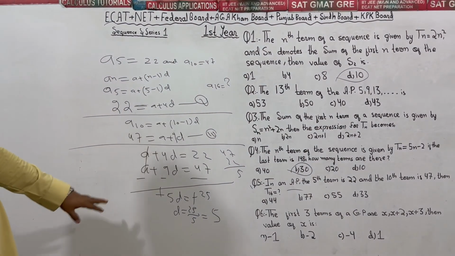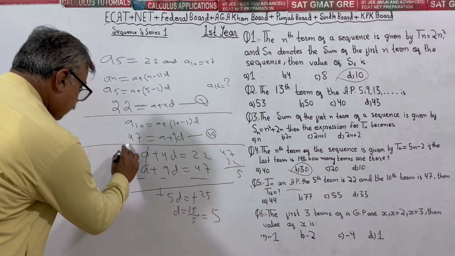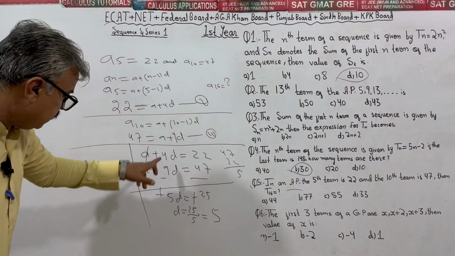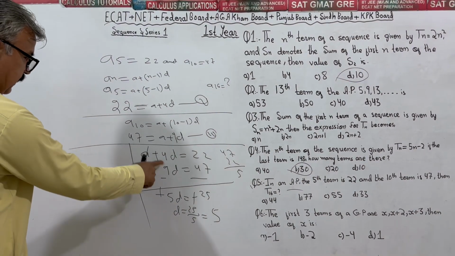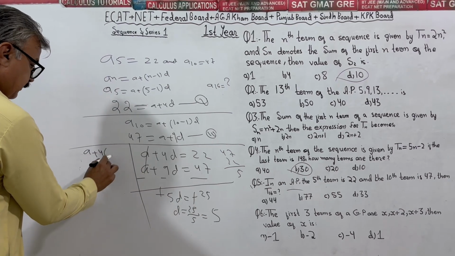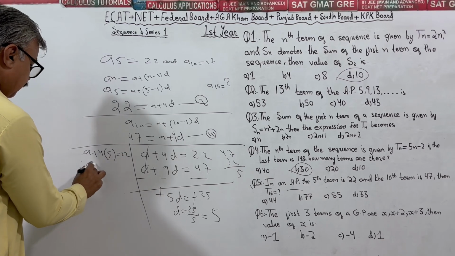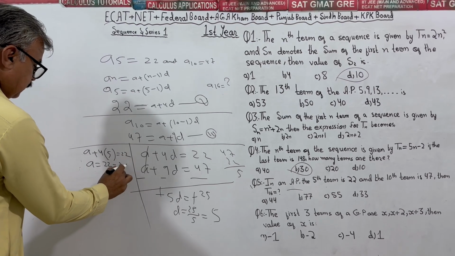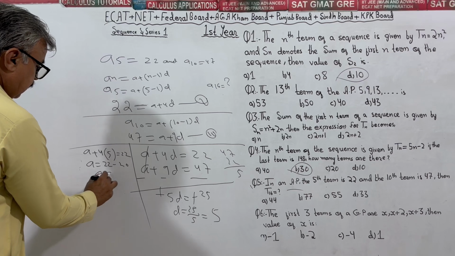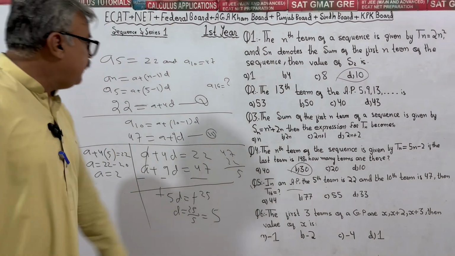D is 5. Put it in any equation, try to put it in the simple one, the first one. A plus 4 times d, with d as 5, is equal to 22. 4 times 5 is 20, shift it over there: 22 minus 20. A is 2. Now I have A is 2, D is 5.